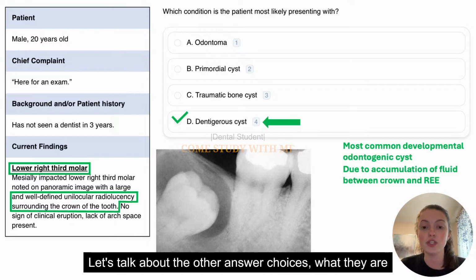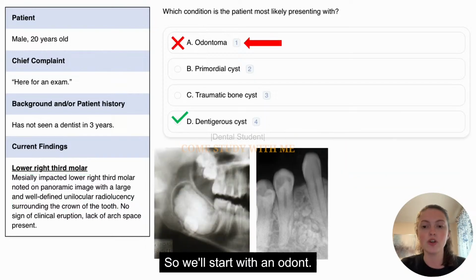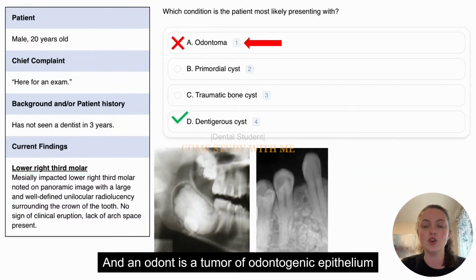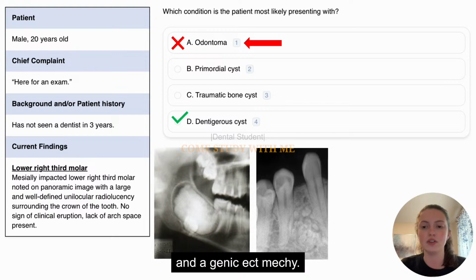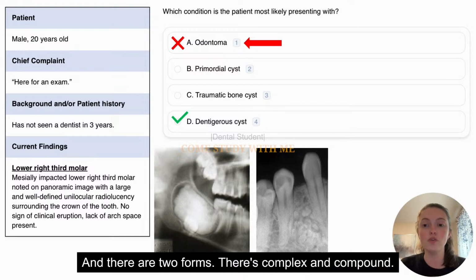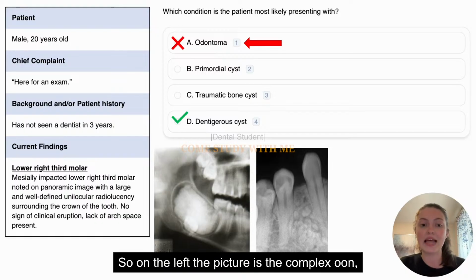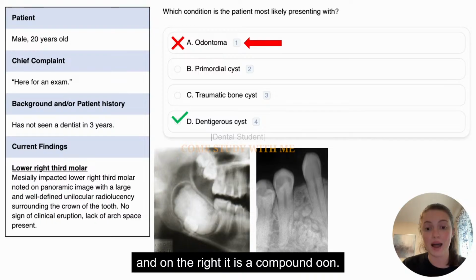Let's talk about the other answer choices, what they are, and how they're similar and different from a dentigerous cyst. So we'll start with an odontoma. An odontoma is a tumor of odontogenic epithelium and odontogenic ectomesenchyme, and there are two forms: complex and compound. I've attached a picture of each. On the left is the complex odontoma, and on the right is a compound odontoma.